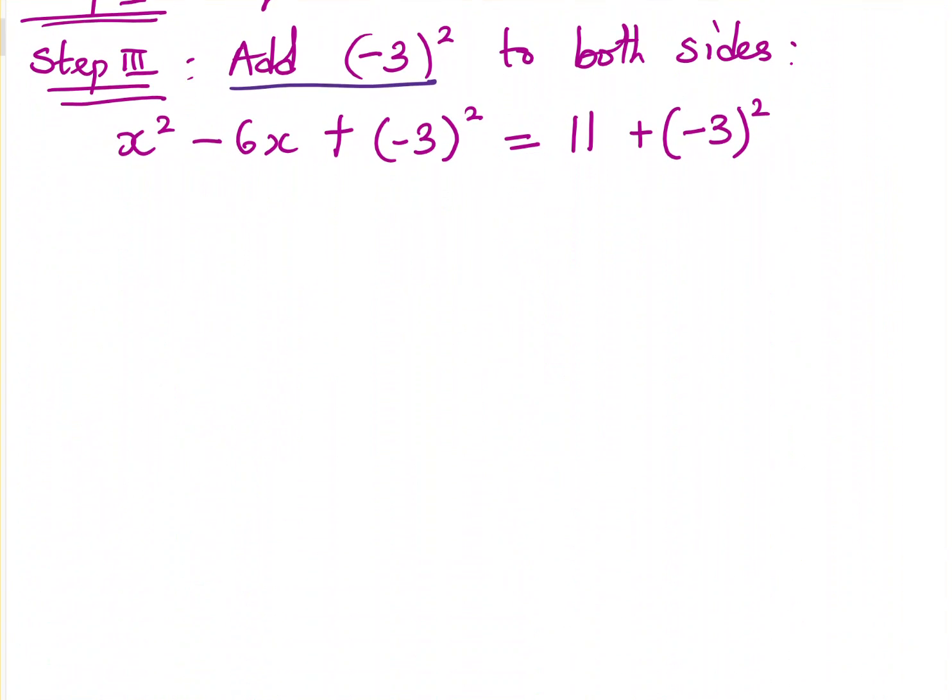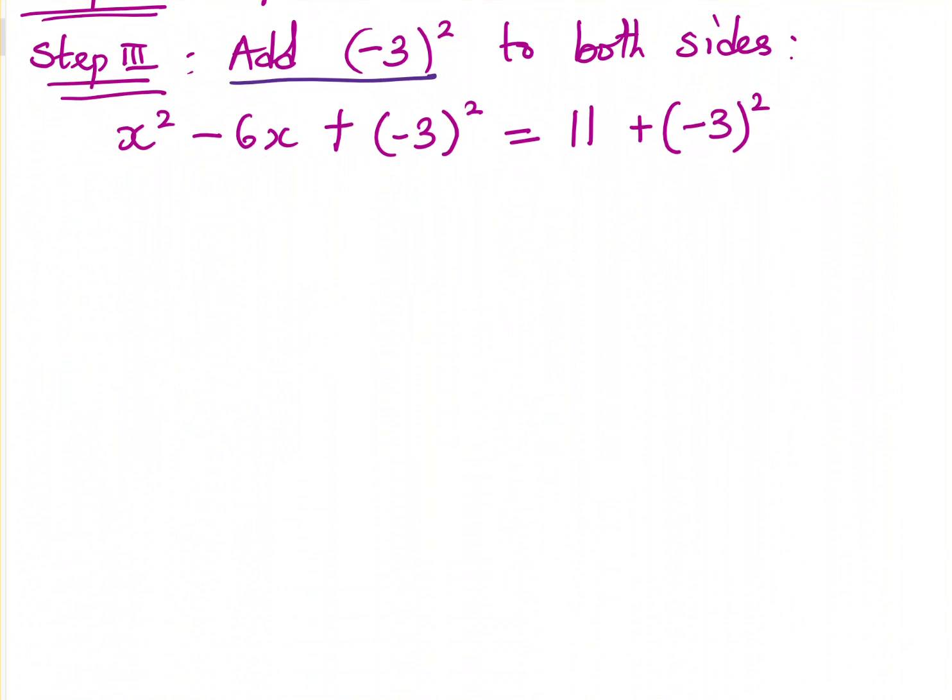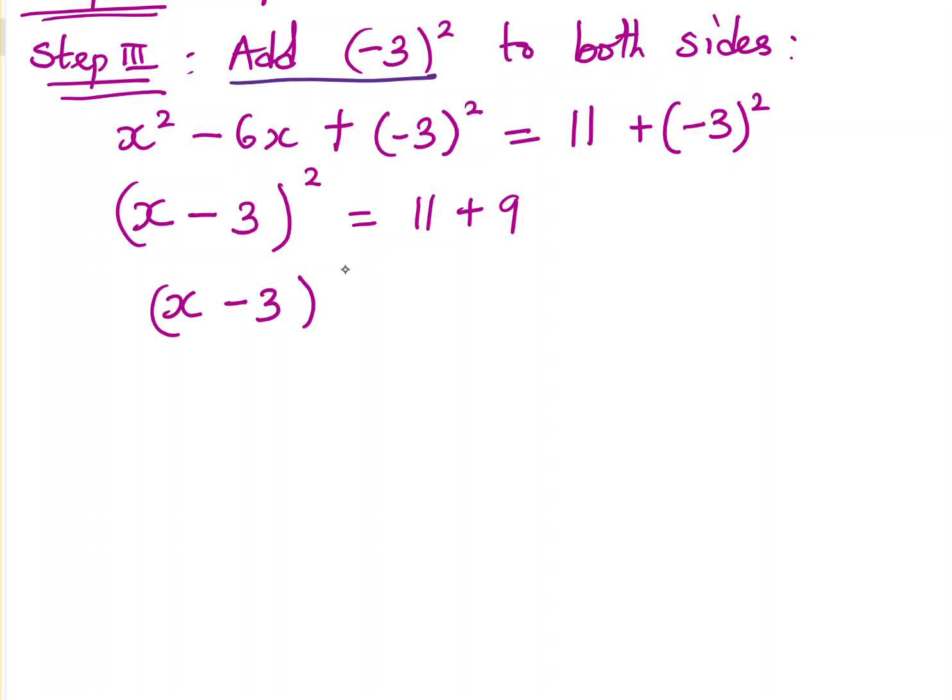All right. So what that means is that I can say this is x, then the sign here is negative 3, all squared equals 11. So this is negative 3 squared, which is 9, because a negative squared is positive. So that is 11 plus 9. So we have x minus 3 all squared equals 20.